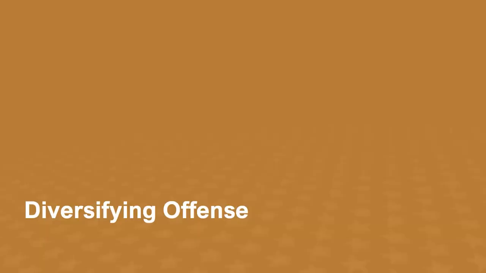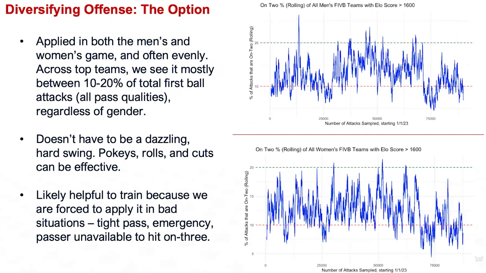So taking a look at diversifying offense, we have to start, of course, with the option. My biggest takeaway with the option attack or the on-two attack, whatever you'd like to call it, is that it's happening fairly equally in the men's game and the women's game at the highest levels internationally. I think when many of us think about the option attack, we're imagining Aman or Helvig from Sweden, or two large physical beach athletes, typically on the guys' side, soaring through the air and smashing a ball. But we know that's not always the case.